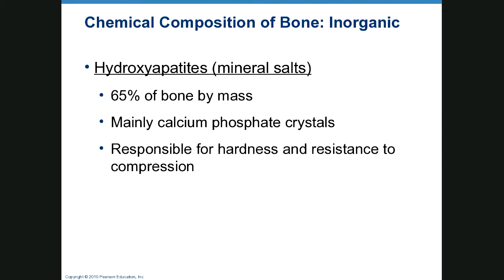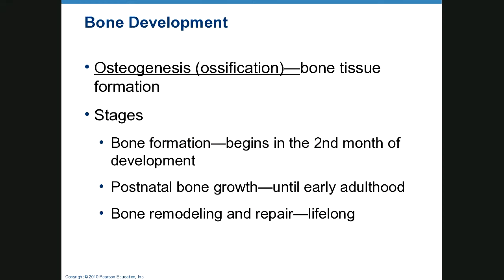Hydroxyapatites are the mineral salts, 65% of the bone mass, mainly calcium phosphate crystals, and these give hardness and resistance to compression. Now, ossification or osteogenesis, look at the word genesis, means making stuff. Osteo means bone. So bone tissue formation begins in the second month of embryonic development. Postnatal bone growth continues up into early adulthood. Bone remodeling and repair continues for your whole entire lifetime.